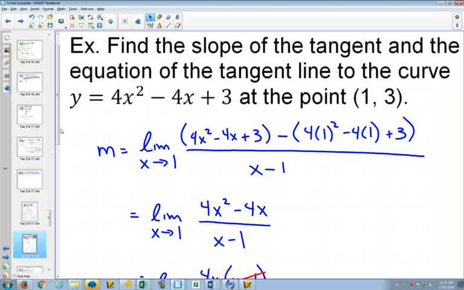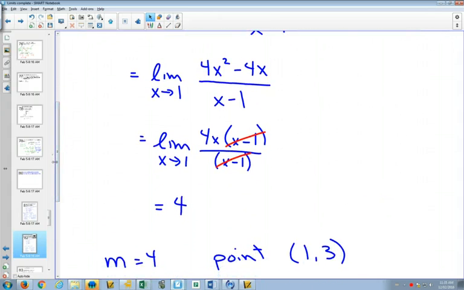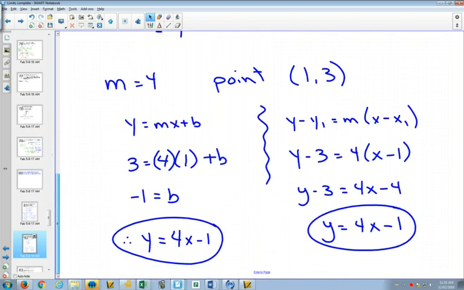So we plug it into the formula, look at the slope, f of x minus f of a over x minus a. And as we simplify it and factor it, the limit becomes 4. So we know that our value of our slope is 4, and we have a point at (1, 3). How'd you guys do with getting a slope of 4? Good? Now getting into the equation, again, here are both of the different forms. Pick the one you like best, either y equals mx plus b or the point-slope form. And both ways you'll get an equation of y equals 4x minus 1.